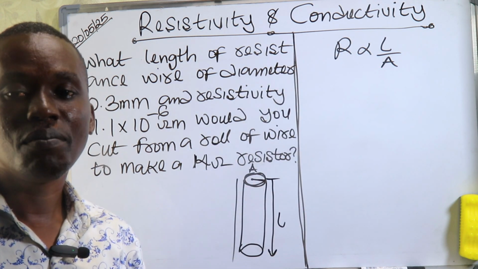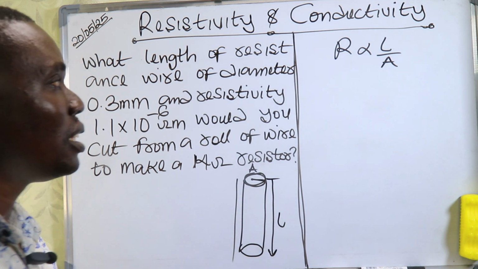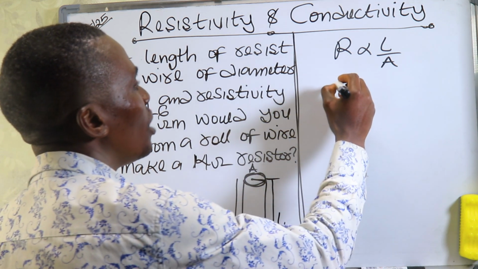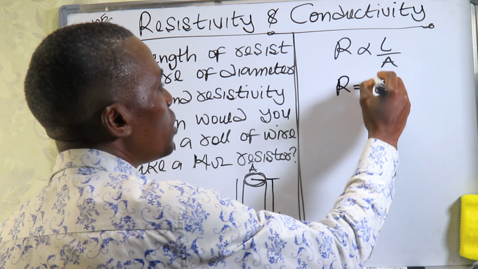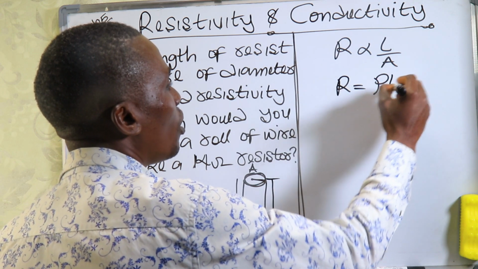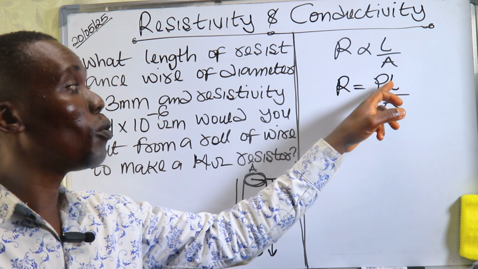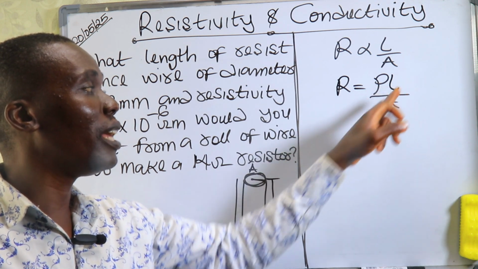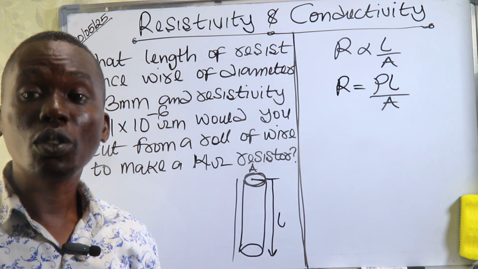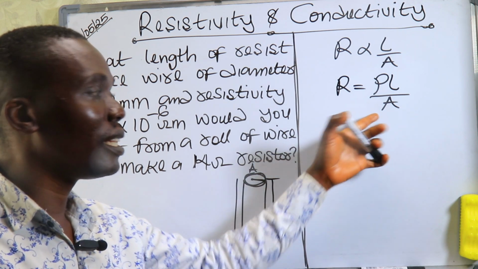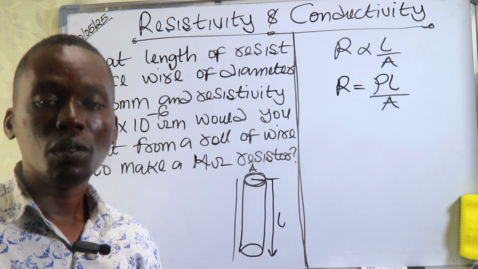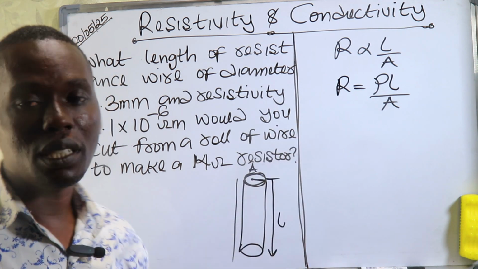So that tells us that this proportionality sign, we can replace it with what we call the resistivity of the conductor. That means resistance equals resistivity times length divided by the cross-sectional area. And this is the formula of resistance.